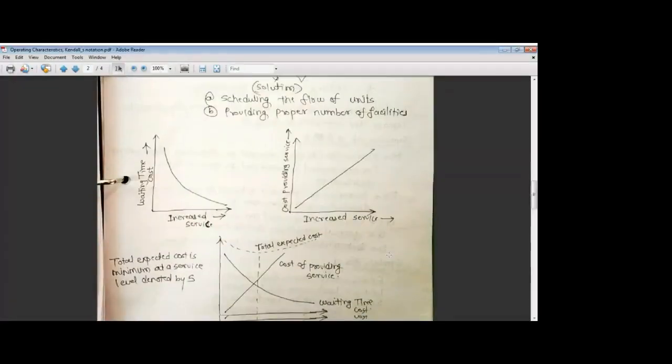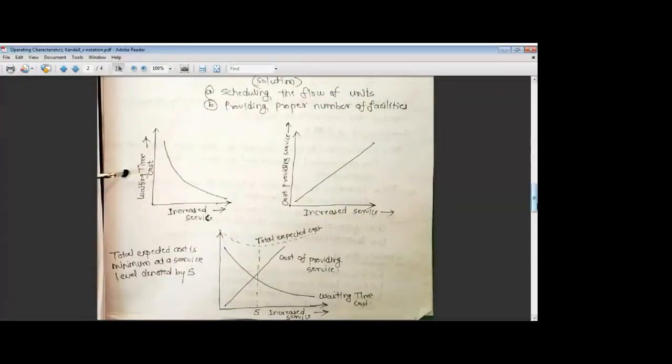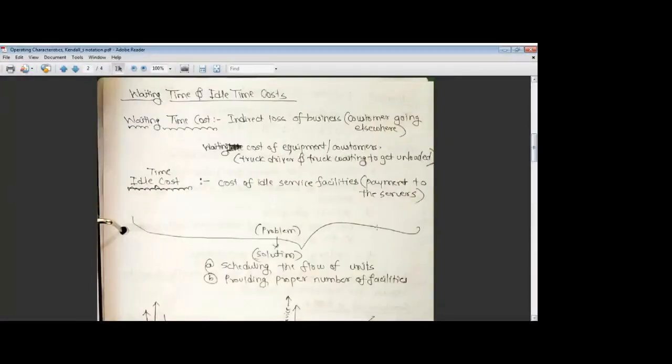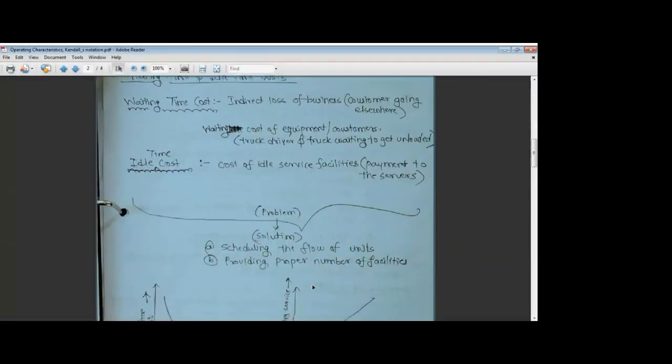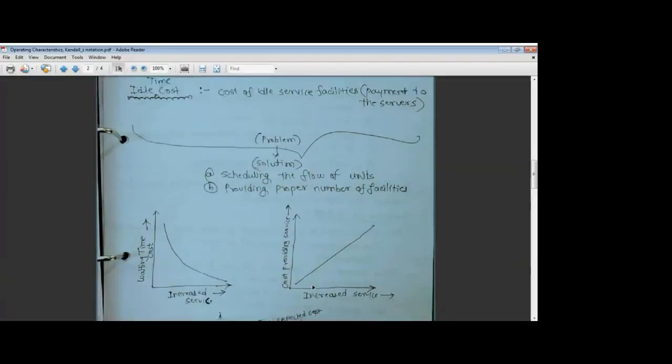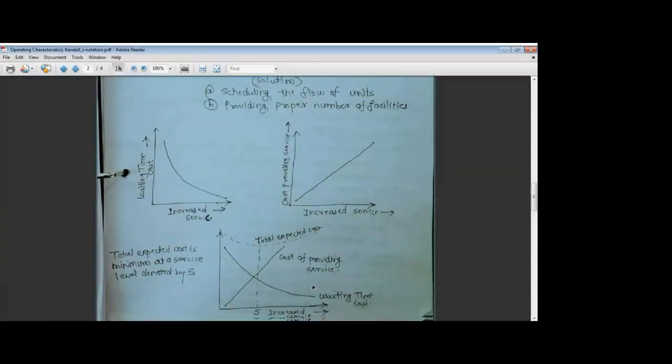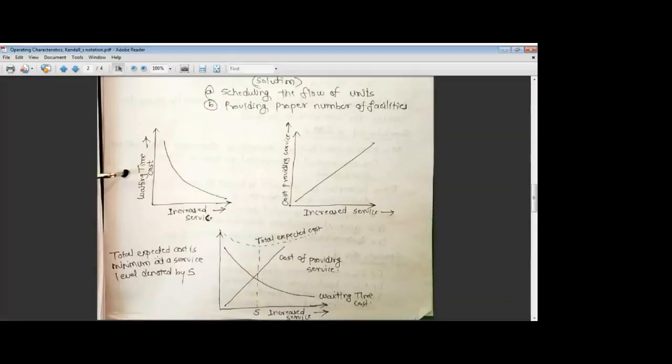Now what I can do is draw a graph in which, for a particular service level, I can add the waiting time cost and also add the cost of providing service. So same thing is there.